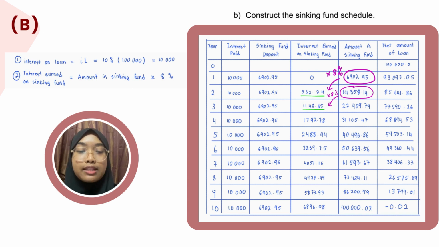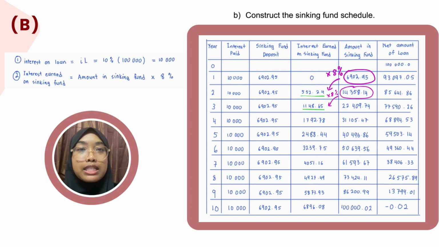The schedule has several columns. So the first column we have year 0 until 10, and next the second column is interest paid. Since the company only pays interest on the loan each year, so the 10% times 100,000 equals to 10,000. So every year interest paid is 10,000 ringgit. This amount stays constant from year 1 until year 10.